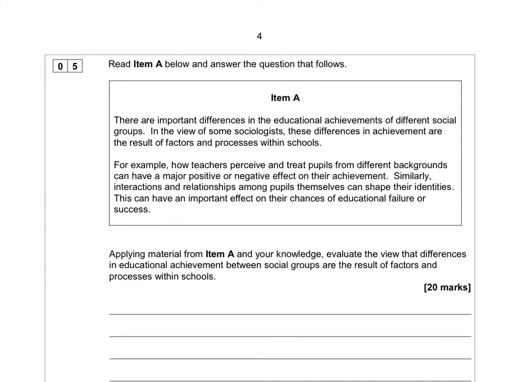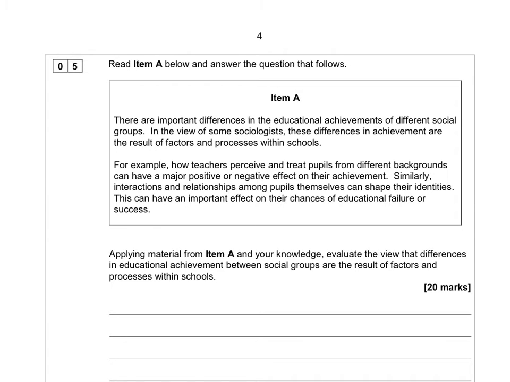There are important differences in the educational achievement of different social groups. In the views of some sociologists, these differences in achievement are the result of factors and processes within schools. For example, how teachers perceive and treat pupils from different backgrounds can have a major positive or negative effect on their achievement.